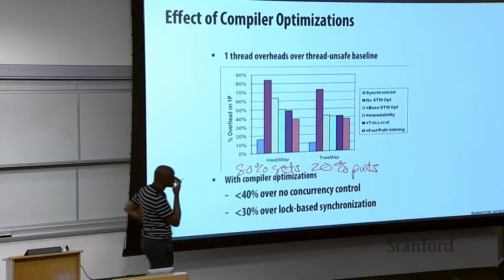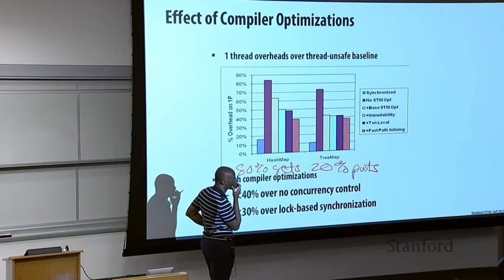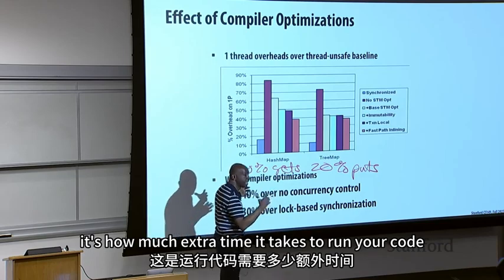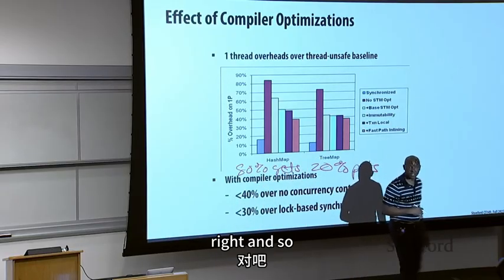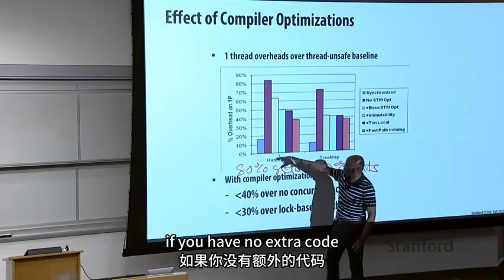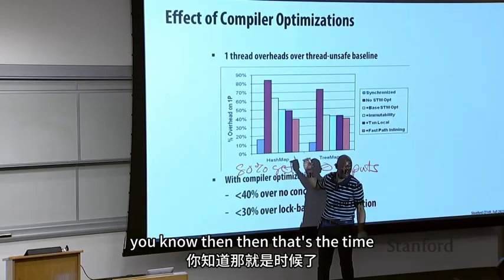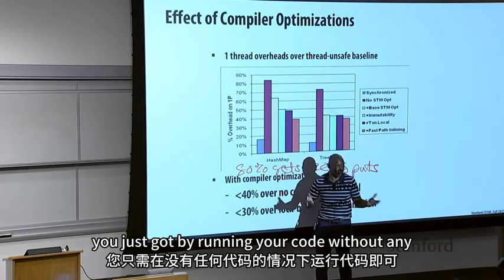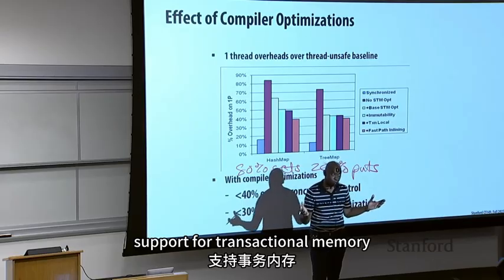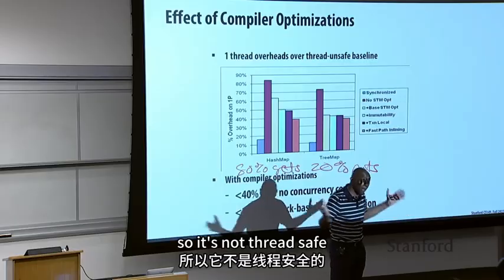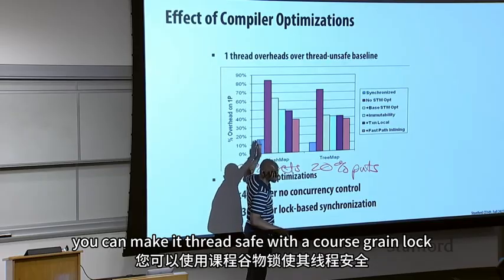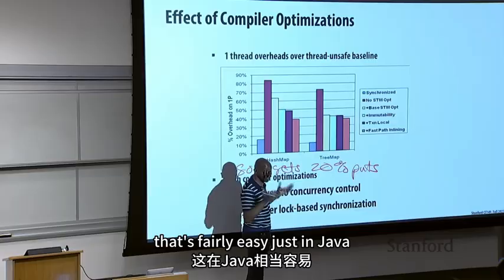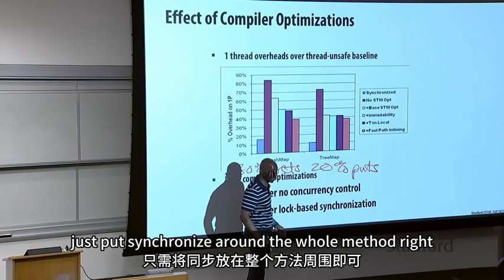Yeah. These percentages are in reference to the percentage of the total work that is being overhead, right? It's how much extra time it takes to run your code with these overheads in, right? And so if you have no extra code, then that's the time that you just got by running your code without any support for transactional memory or any synchronization at all, right? So your code's not thread safe. You can make it thread safe with a coarse grain lock. As we've seen, that's fairly easy. Just in Java, just put synchronized around the whole method, right?